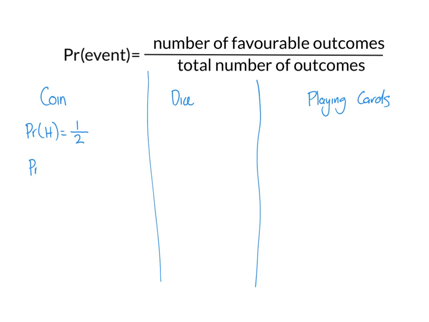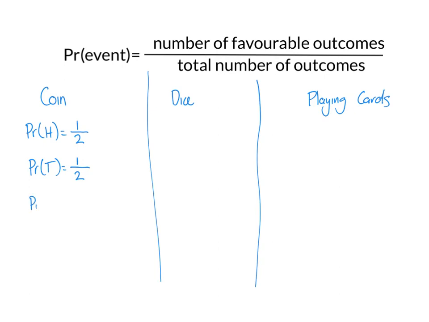What about the probability that it's a tail? Well, if you flip a coin, there are 2 possible outcomes, and there is only one that we like here. Only one of those outcomes is a tail.